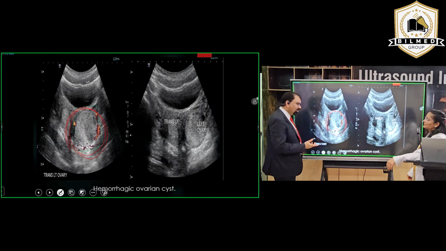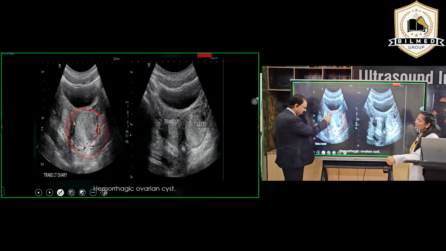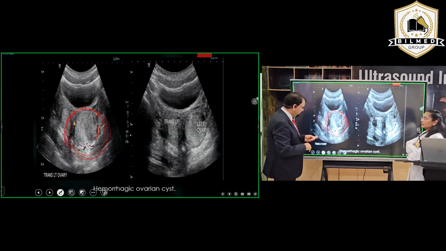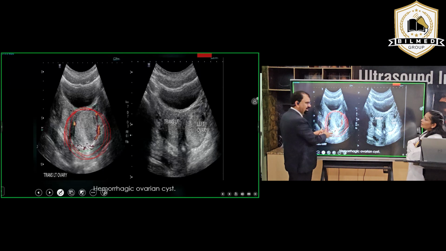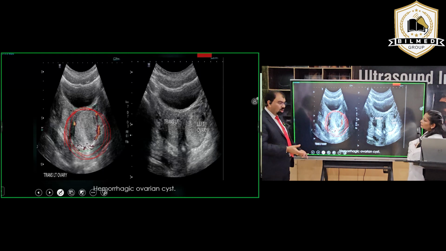So here is the role of your knowledge. This hemorrhagic cyst will not always look like a hemorrhagic cyst like this, but sometimes if the clot is very old and this cyst is completely filled with the clot, then it will look like a solid thing, and you can confuse this with a dermoid or any complex cyst over there.